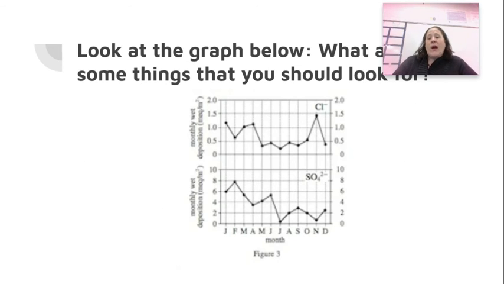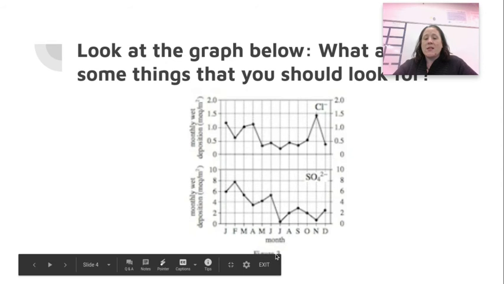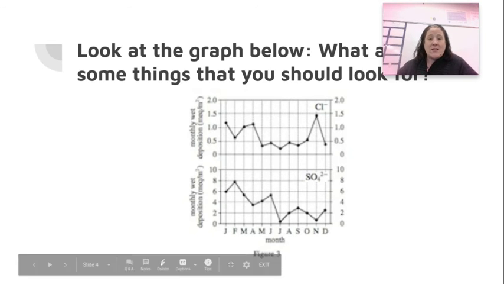So if we look at the graph below, we want to understand there's a couple things that we can take a look at. First of all, you want to notice that this is a figure. And along the x-axis, we have months. And there's J, F, M, A, M, J, J, A, S, O, N, D. Those are all the months in the year, starting with January, ending in December. So they're measuring something on a yearly basis.